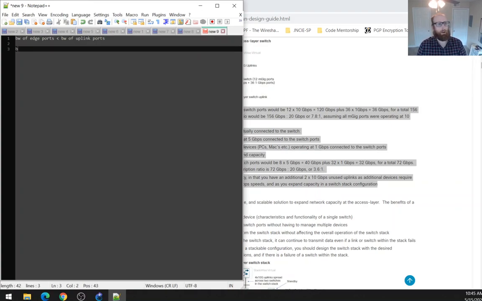So the bandwidth of edge ports, we'll call it BWE, equals the number of edge ports times the speed of edge ports.